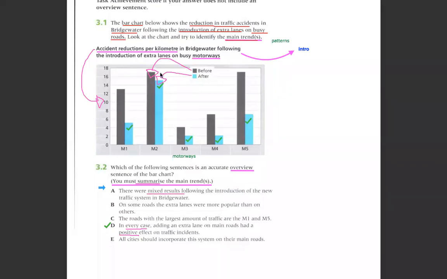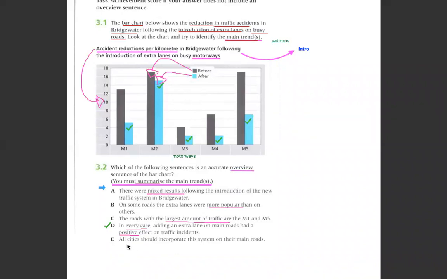If we have a look at A, it says there were mixed results. All right, this is not true because in every case there was a reduction. B says in some cases the lanes were more popular. All right, there's nothing about which lane was more popular or not. So this is not what we're looking at. The same as C, it says the largest amount of traffic are on the M1 and M5. We can't verify this, we don't know. Remember, it's not talking about the largest amount of traffic on the road, it's talking about the accidents on the road. So the amount of accidents on the road.